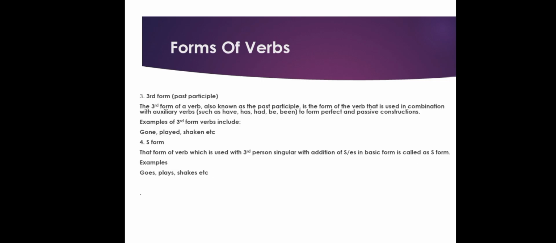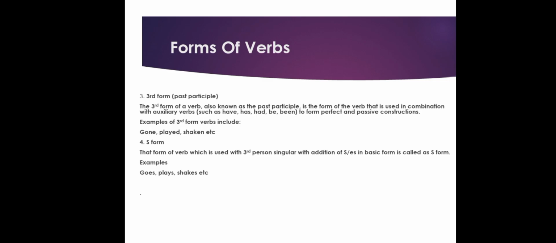Then we have the third form, which is called the past participle. The third form of a verb, also known as the past participle, is the form of the verb that is used in combination with auxiliary verbs such as have, has, had, be, been to form perfect and passive constructions. For example: gone, played, shaken, etc.